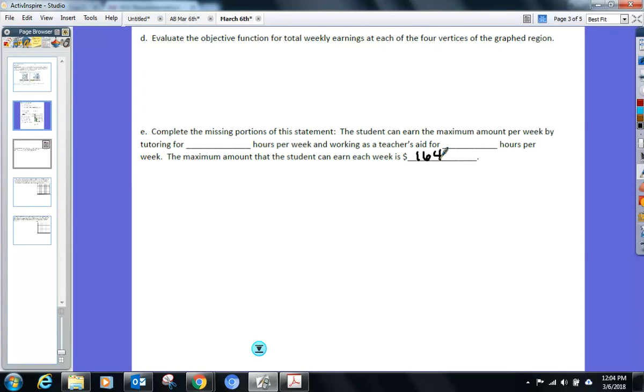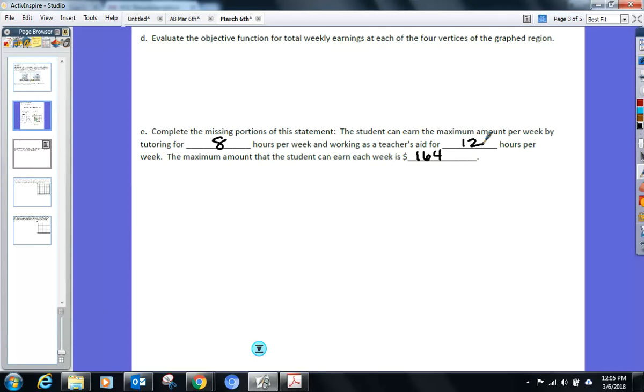And how do you earn that 164? By tutoring how many? By tutoring 8 hours and being paid as a teacher for 12 hours a week. That's how we're going to work these now. Okay, you can only make $164 total with all those restrictions. Questions?